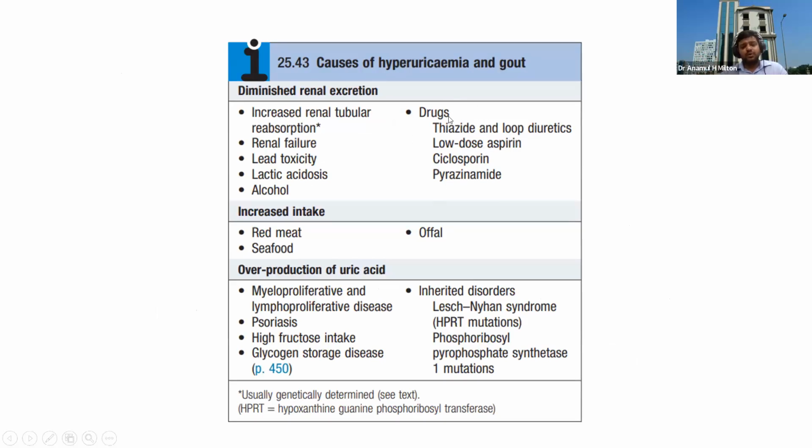So it should also be considered if the patient is on a thiazide for hypertension, as it may cause an increase in uric acid. So you should consider stopping the thiazide, and many times the patient's hyperuricemia returns to normal. Another thing is red meat and seafood, so you should consider these types of foods also.